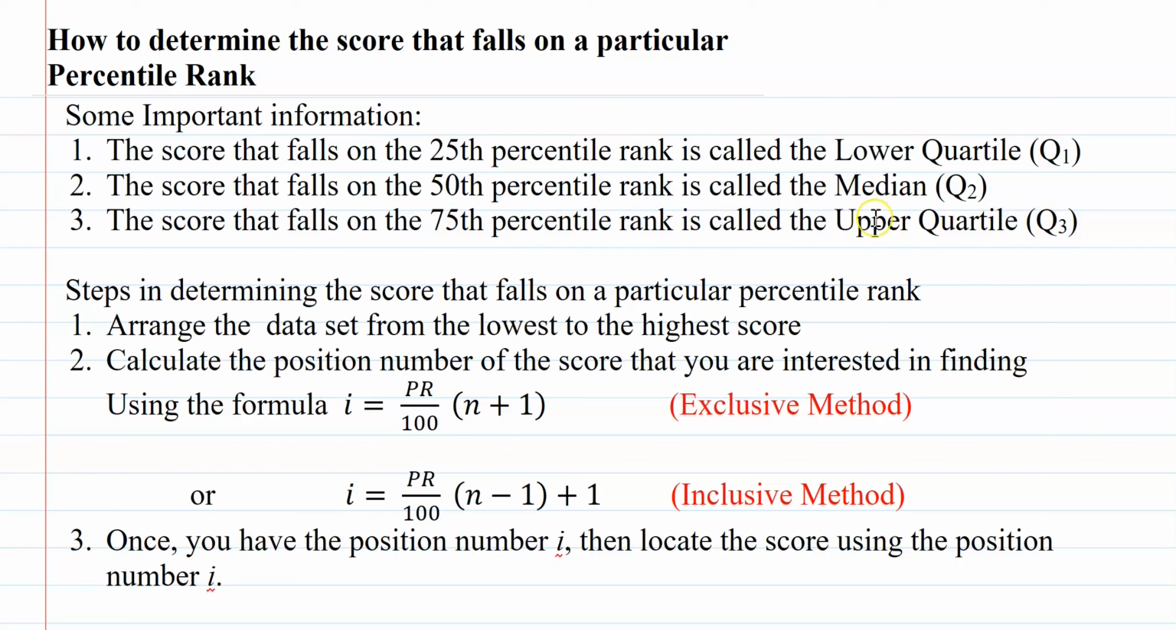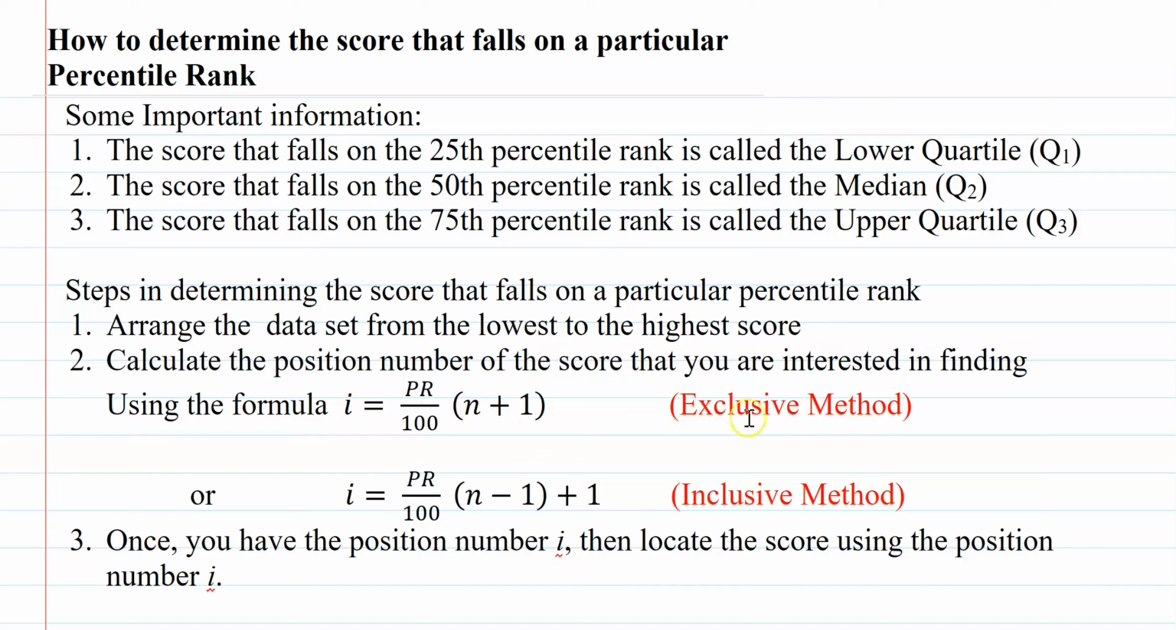to represent that score. And here are the steps in determining the score that falls on a particular percentile rank. First, we need to arrange the dataset from the lowest to the highest score. And second, we are going to calculate the position number of the score that we are interested in finding, and we will be using two formulas.